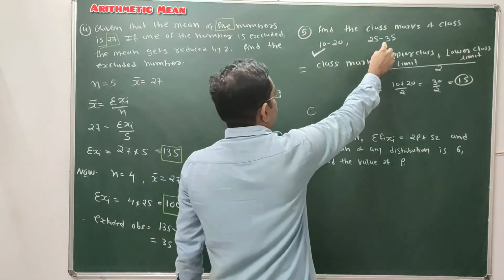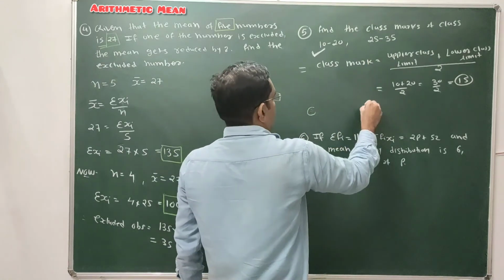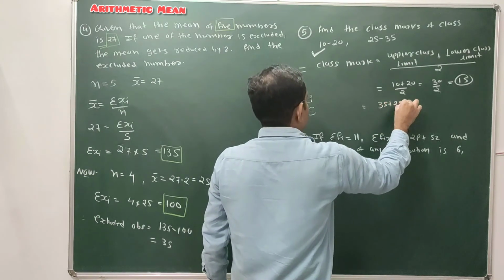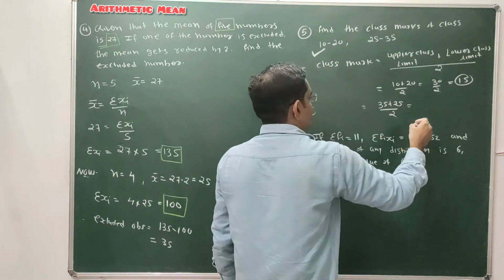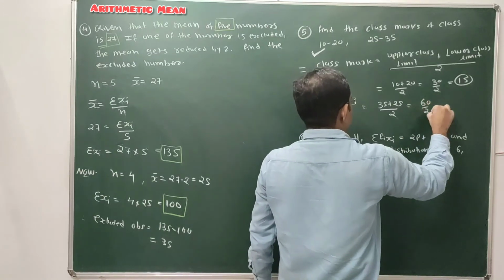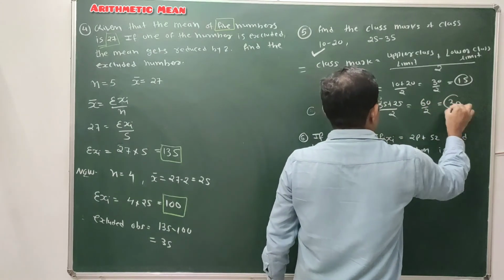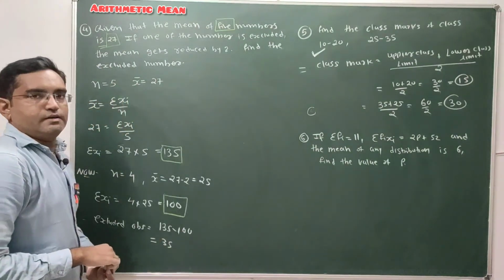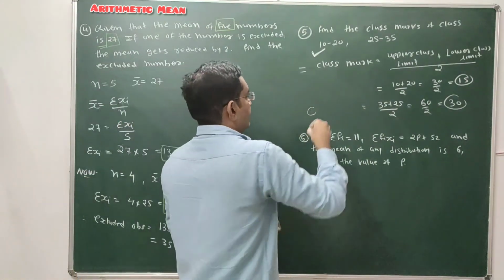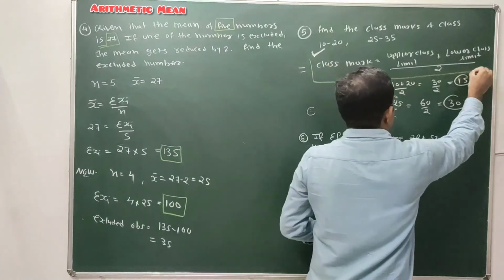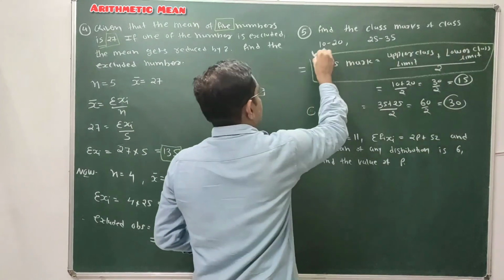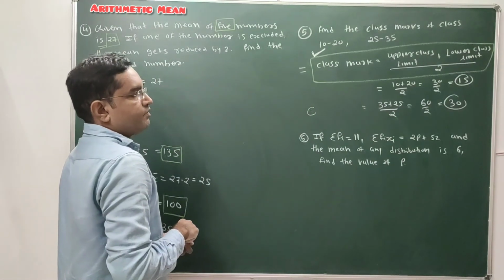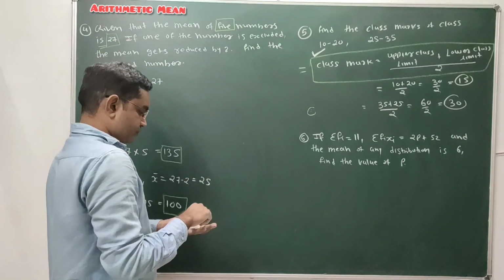Similarly, we can find the class mark for this class also. It's the upper class limit plus lower class limit, 35 plus 25 by 2, 60 by 2 equals 30. Done. So the class mark for this given class is 30. You have to remember this formula. This can be asked in 1 mark. Class mark is nothing but the upper class limit plus lower class limit divided by 2.